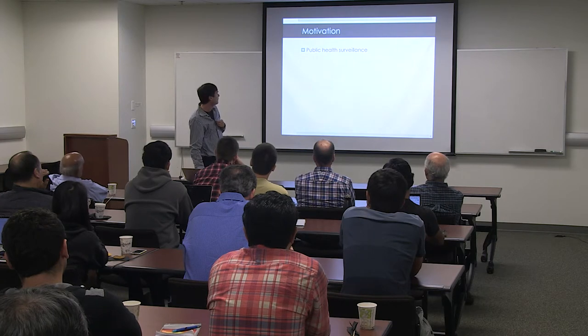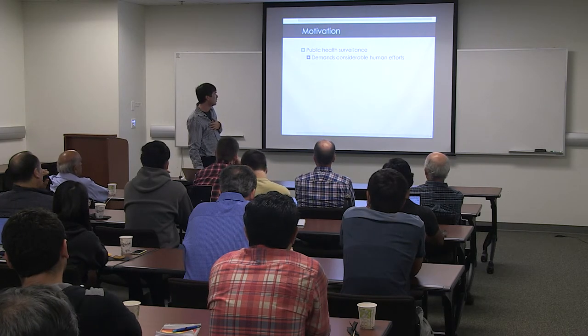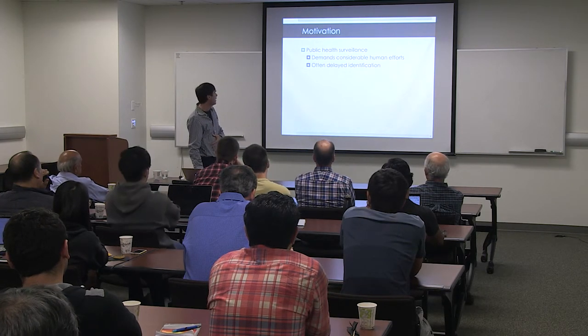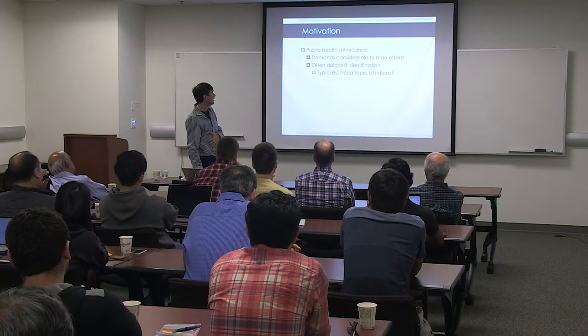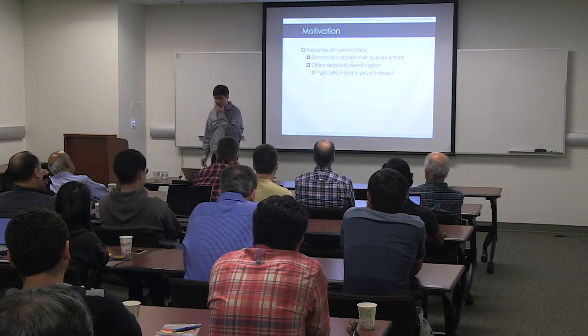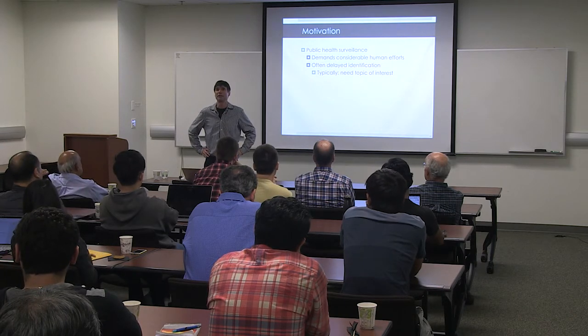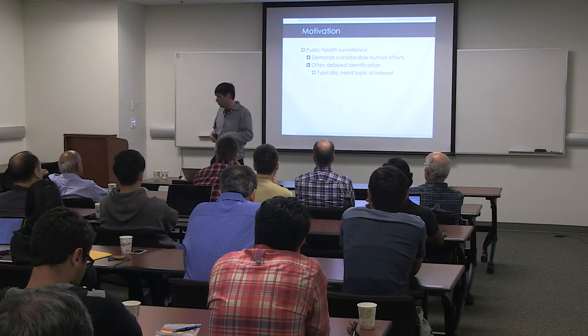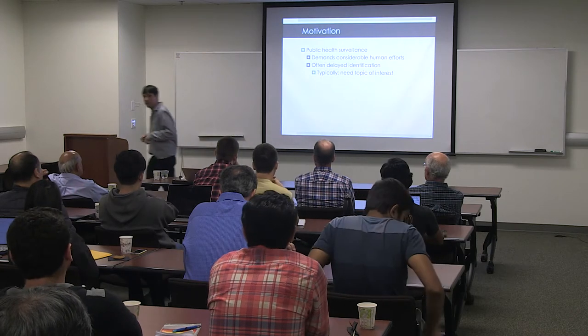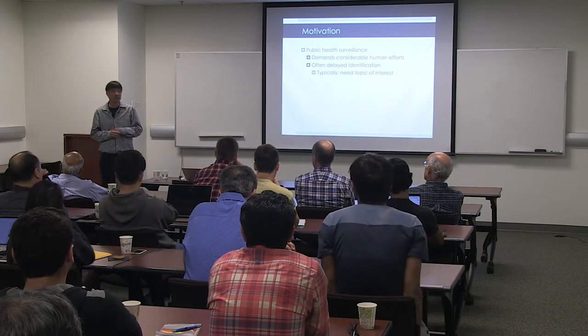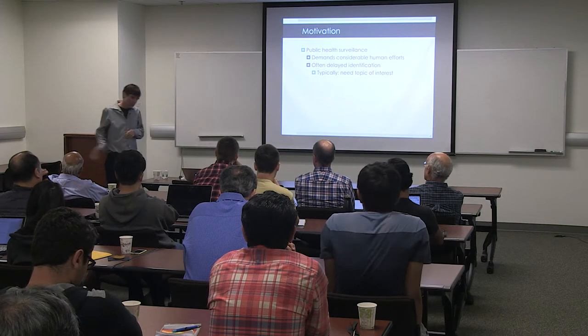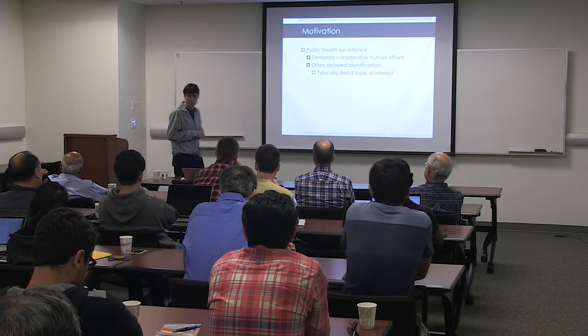What it simply said is, public health surveillance is difficult. It demands a lot of human effort. It is often delayed. It's not a very easy thing to do. The way that people usually find out that a disease is an outbreak is, a patient goes to the doctor, and the doctor says, you look sick. Oh yeah, I am sick. Well, here's some medication, go home. It's an aspirin, go to sleep.